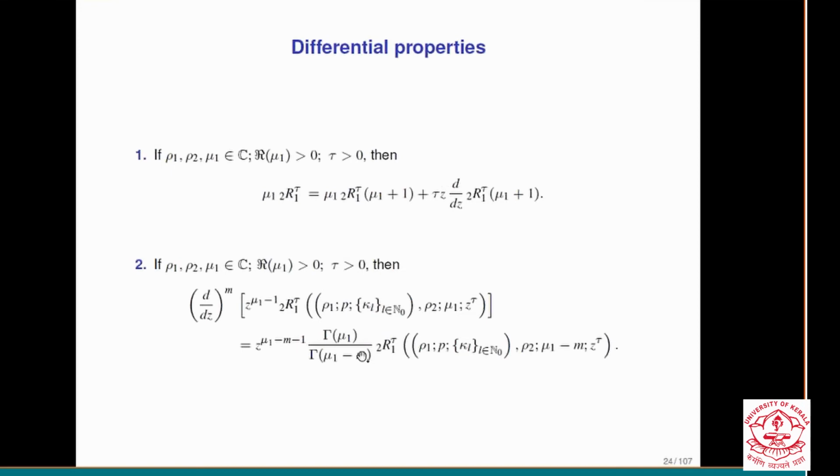And this is the differential property. We also obtain some differential properties of this function. This is given as number 1, and this is number 2.